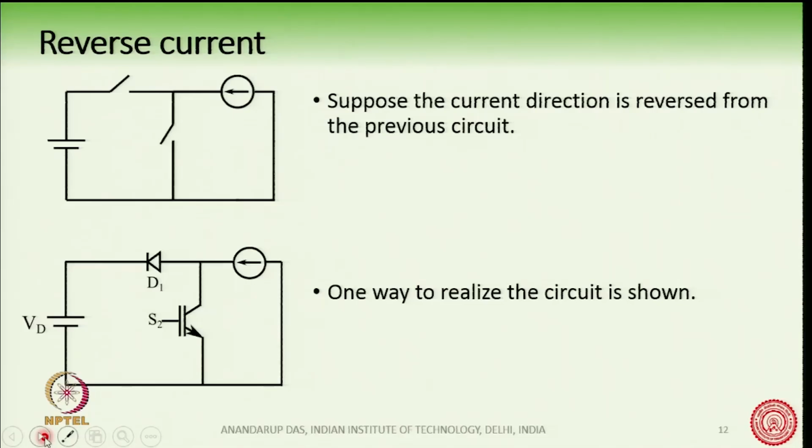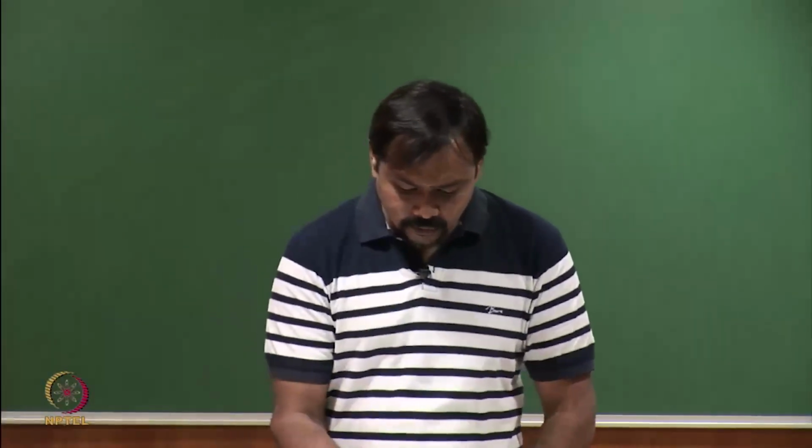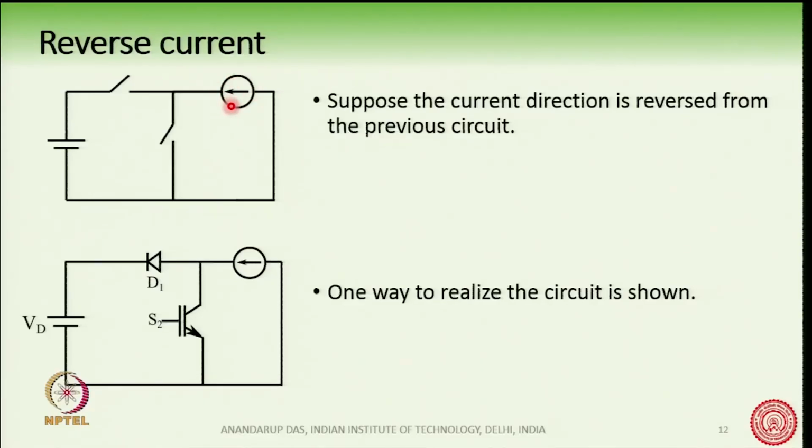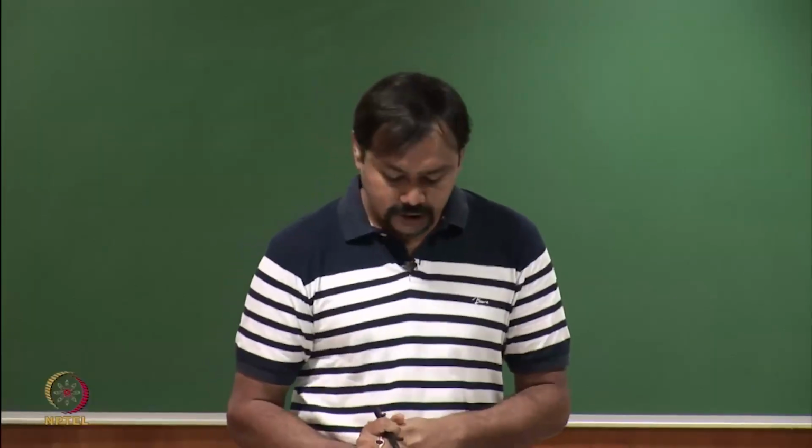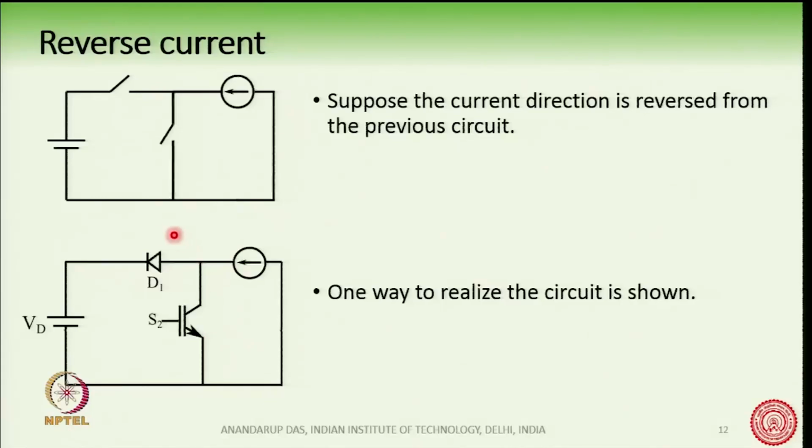Now, suppose I have changed the direction of the current. Let us assume that we have changed the current direction from right to left. Earlier it was from left to right, now I have changed the direction from right to left. What will happen now to the circuit? How can I realize the circuit now? This is one way of realizing the circuit. As you can see here, I have interchanged the positions of the diode and the transistor. So, the IGBT has come down here and the diode has been moved here compared to the previous circuit. So, this is one way of realizing a circuit with the voltage source here and the current source here, where the current direction is from right to left.